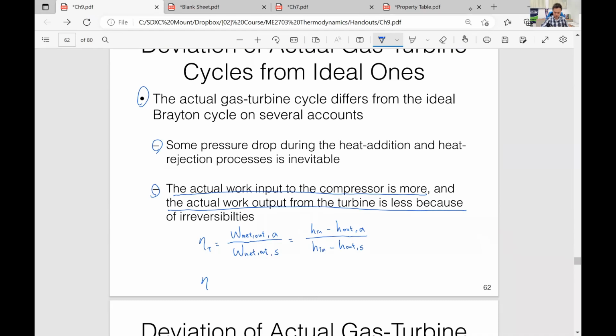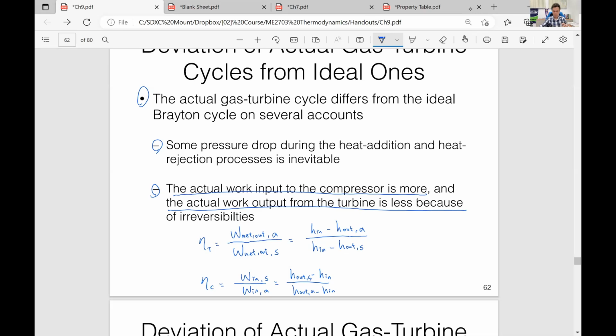For the compressor, this is the work input, the isentropic one. This is the actual one, because for a compressor, the actual work input to the compressor is more than the ideal work input to the compressor, right? So by doing this, we can ensure that the efficiency is lower than 1, right? And this should be H out minus H in. So this is S, this is A.